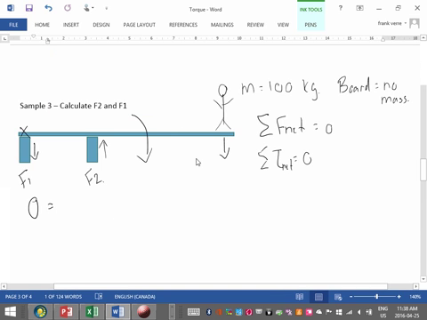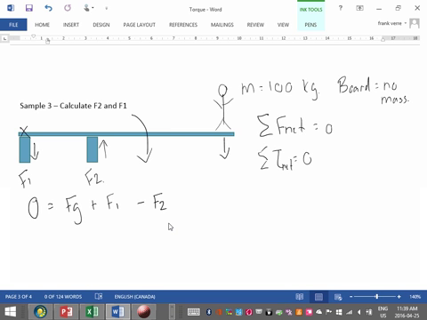Okay. So it would make sense that the weight and F1 have to equal what? F2, right? So we could say the weight and F1. Now I'll just make those two positive, okay? Is equal to F2. So we can say FG plus F1 minus F2 is 0. Does that make sense? But you'll notice the problem here, right? We have two unknowns. We don't have F1 and we don't have F2.